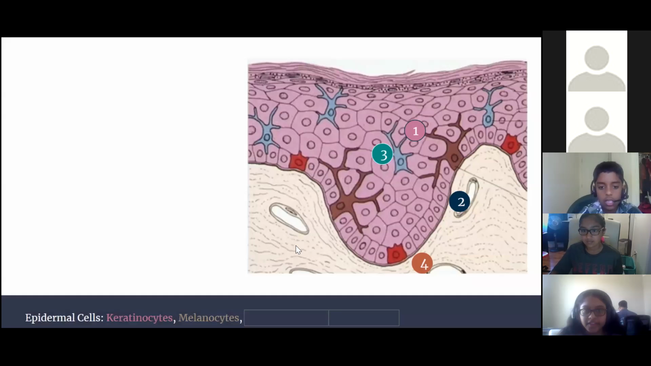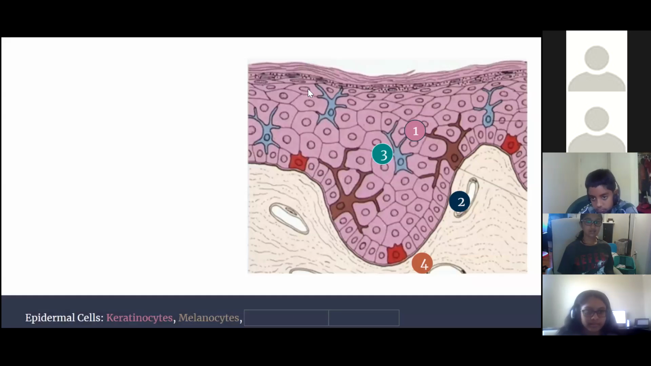It's kind of hard to see, but this is the first layer, the stratum basale, and then this is the second layer, the stratum spinosum. So that's where they appear. And lastly, can anyone guess what this is? Is that the Merkel cell? Mm-hmm.